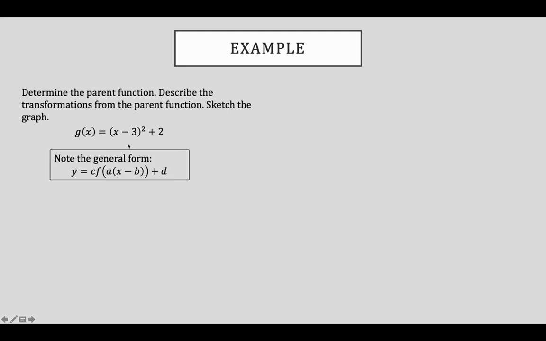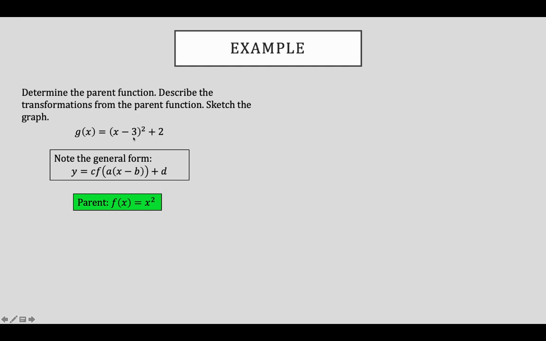G of x is going to be a quadratic. Notice the squared power here. All right, that means our parent function is going to be f of x equals x squared. That is the most simple form of a quadratic function. So what's different in our function g compared to our function f? Well, right off the bat, notice that inside of the parent function, I am subtracting a 3. That means that our constant b is equal to 3.